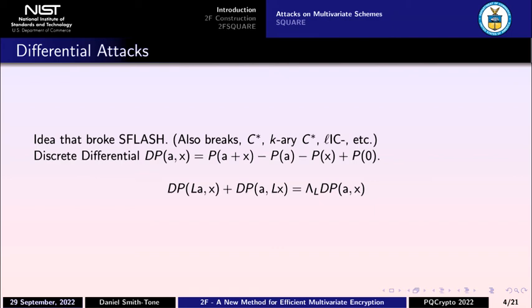We can represent this idea in the case of a symmetric linear action on the inputs with the equation shown here. When such a symmetry exists, there are efficient means of recovering the linear map L, which can reveal information about the hidden structures of the scheme.